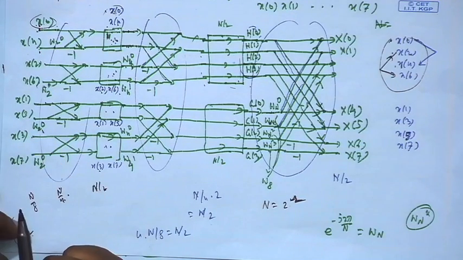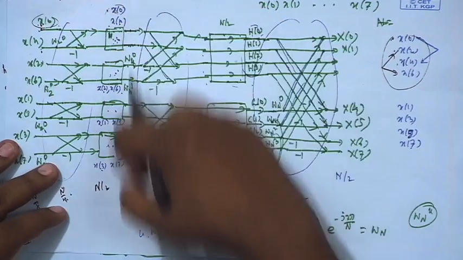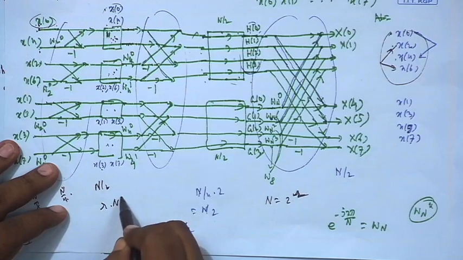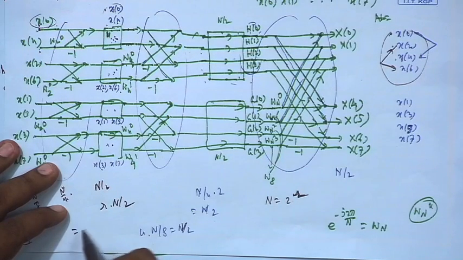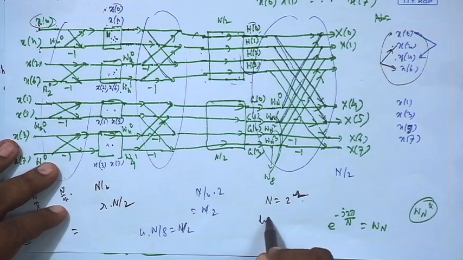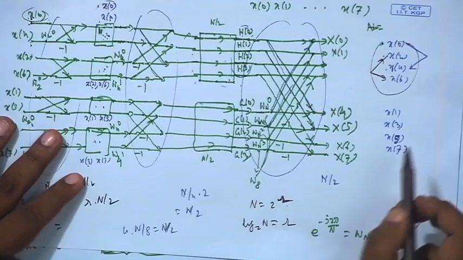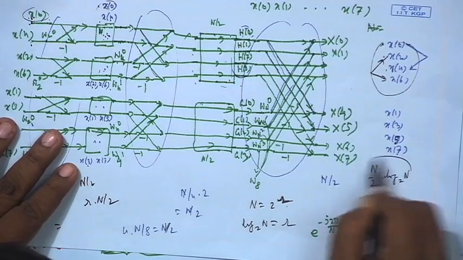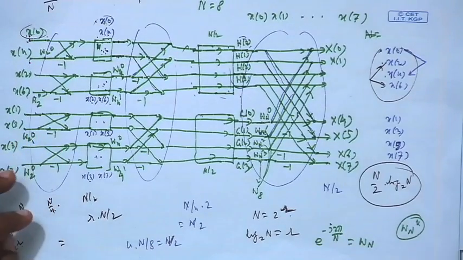So, r stages, per stage total computation is n by 2 complex multiplications. So, total will be r into n by 2, which you can also write as, what was r? This. So, log 2 n, base 2 n is your r, right. So, that is why this famous formula comes, n by 2 log 2 n. So, it is a huge saving.